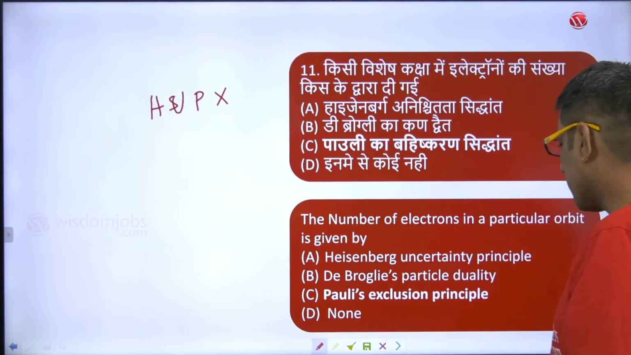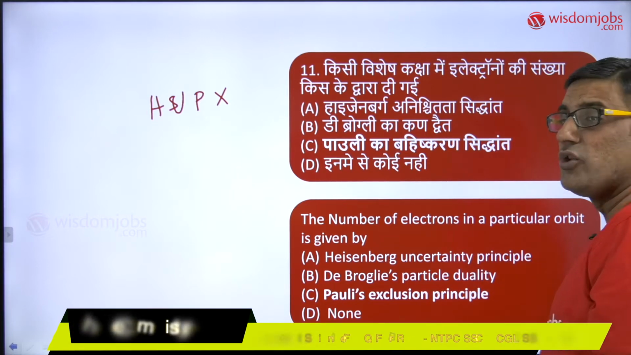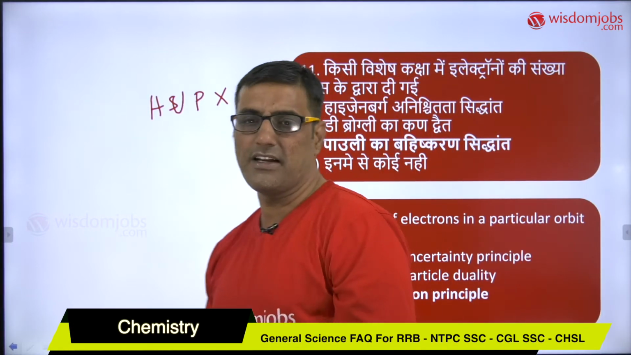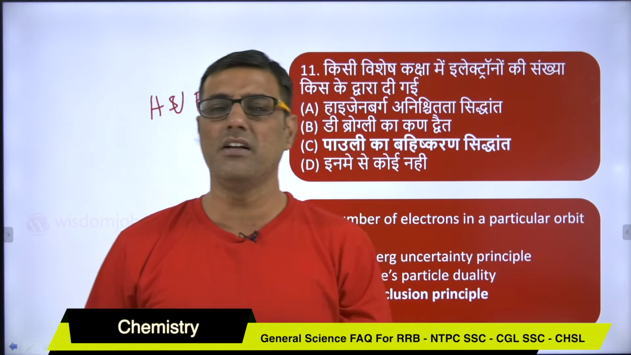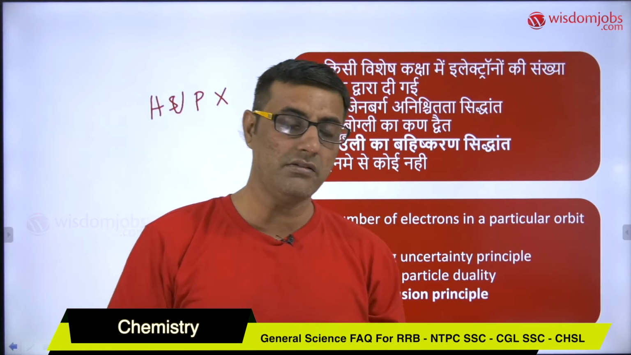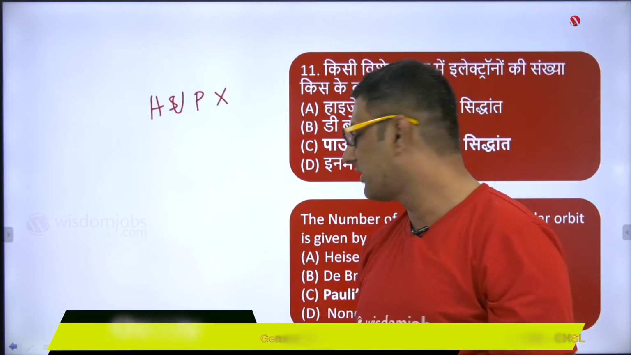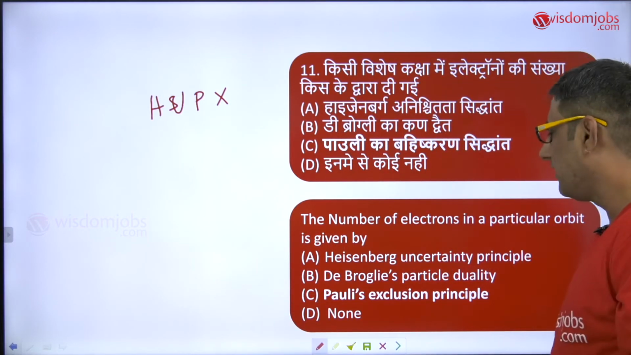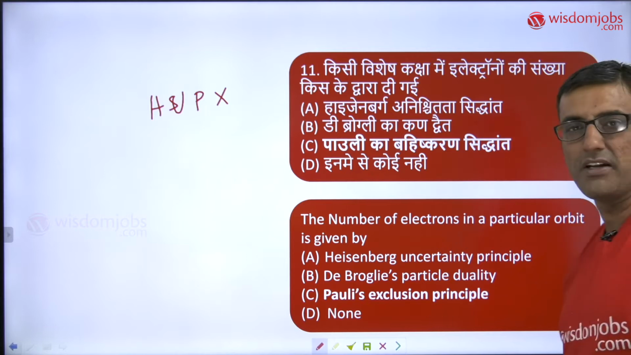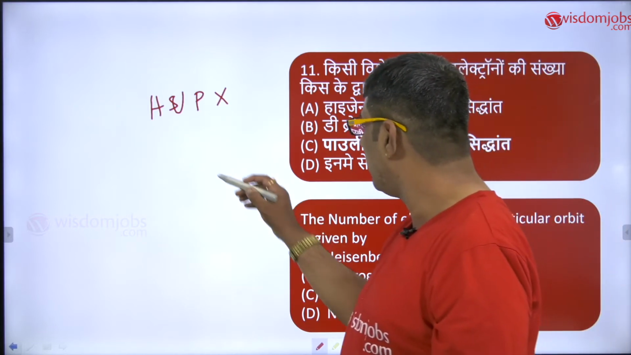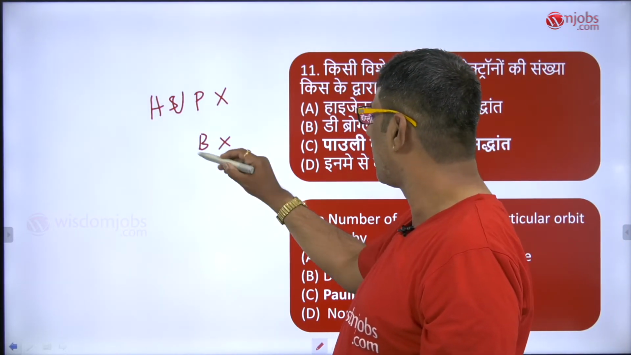Next, coming to the second option, de Broglie's particle duality. It can act as a particle; it can be a part of matter, and it can exhibit particle nature and photon nature. That is the duality proposed by de Broglie. So obviously option B is also not a correct answer.